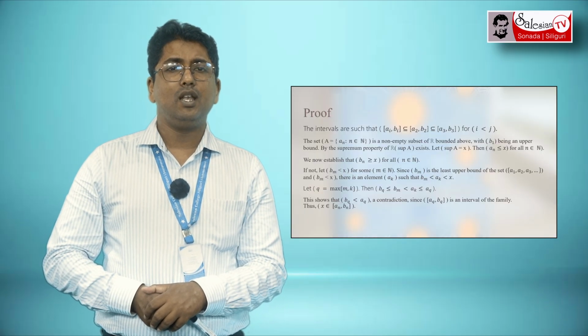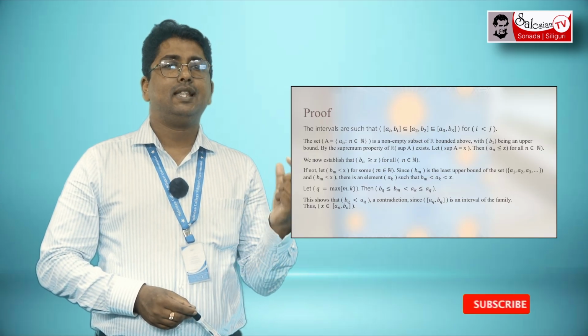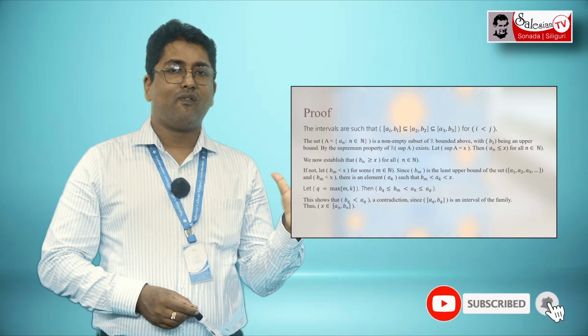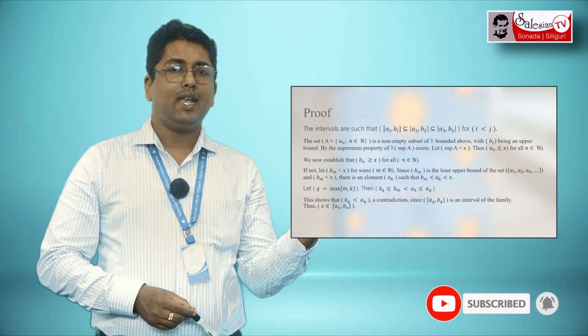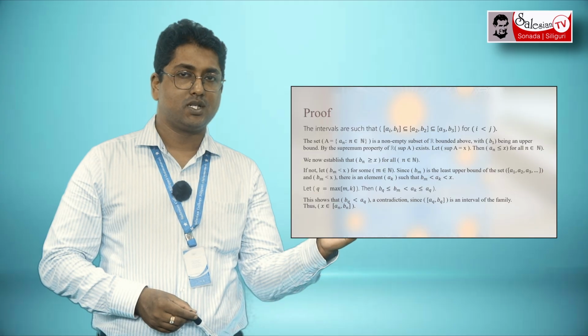That means the intervals are contracting. Instead of expanding, the intervals are contracting. The first one is a1 b1, then a2 b2, then a3 b3. In this way, the intervals will contract.